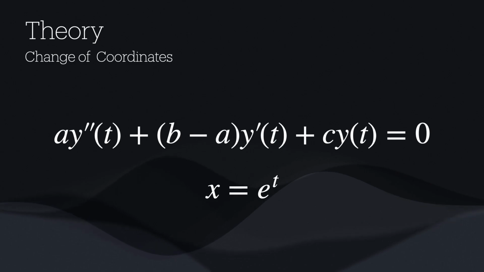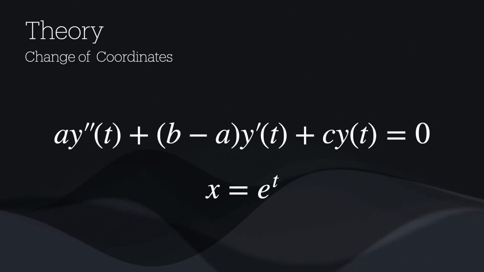Now let's go ahead and talk about coordinate transformations. The key coordinate transformation to make sense of Cauchy Euler equations is the following: x equals e to the t. This coordinate transformation will transform Cauchy Euler equations to constant coefficient linear differential equations.